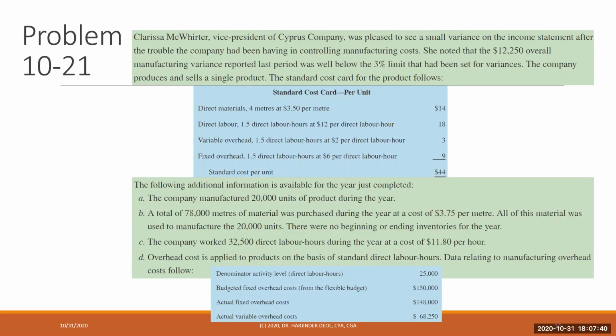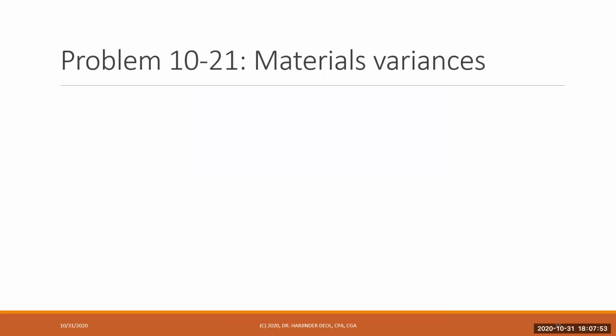The actual fixed overhead costs for the year came in at $148,000, and the actual variable overhead costs for the year were $68,250. So first, we'll calculate the materials variances.